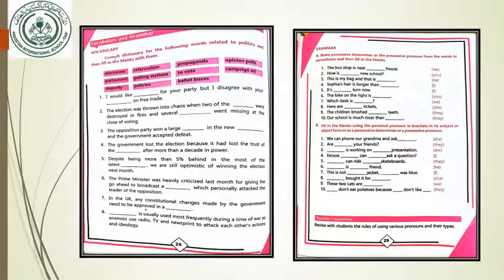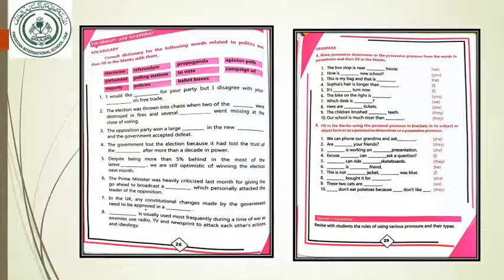First one is vocabulary. Consult a dictionary for the following words related to politics and then fill in the blanks with them. I think no one is interested in politics, or maybe many students are interested, and they are very well aware of the basic knowledge. We have a few words given, and then we have to put them in the blanks over here. So 8 sentences are given. I will try to do 2 sentences for you, and the other 6 will be your homework.